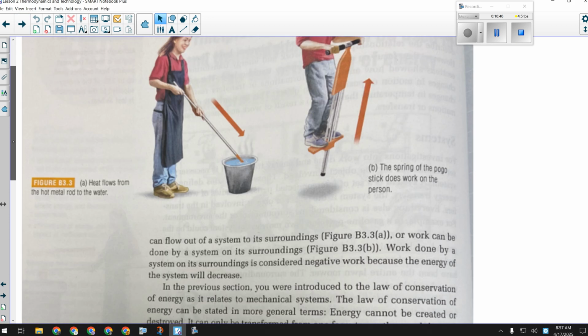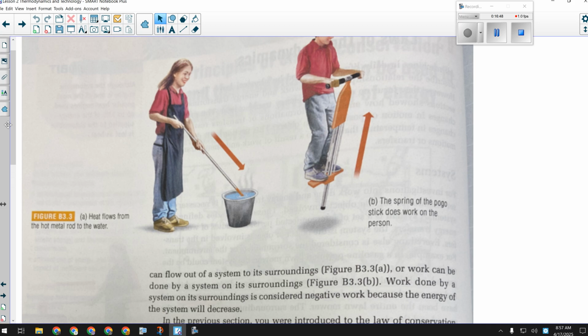Okay, so in that first picture, she puts that hot metal rod into a bucket of water. Okay, what's going to happen to the energy of the water? It'll go up. Yeah, she's putting something hotter into the water. Energy flows from hot to cold. Second law of thermodynamics. So there it goes.